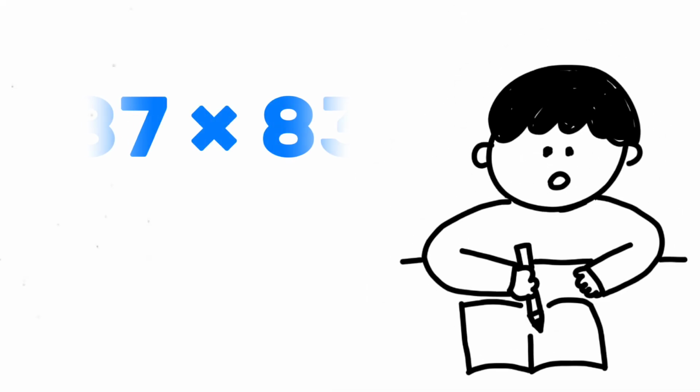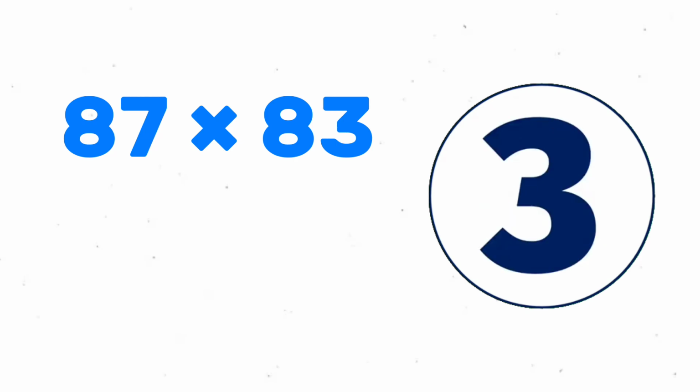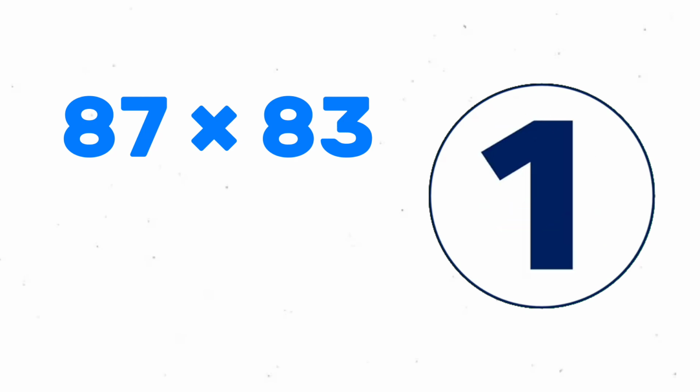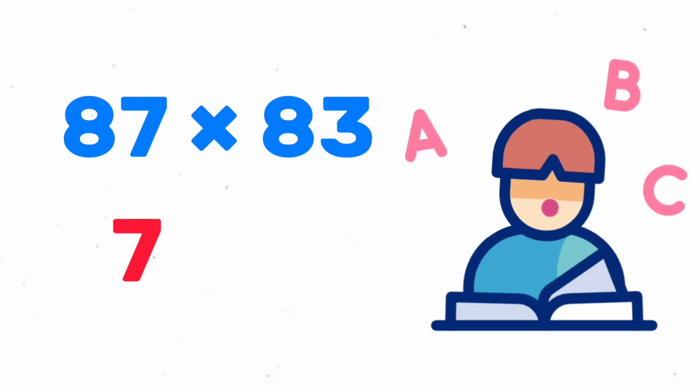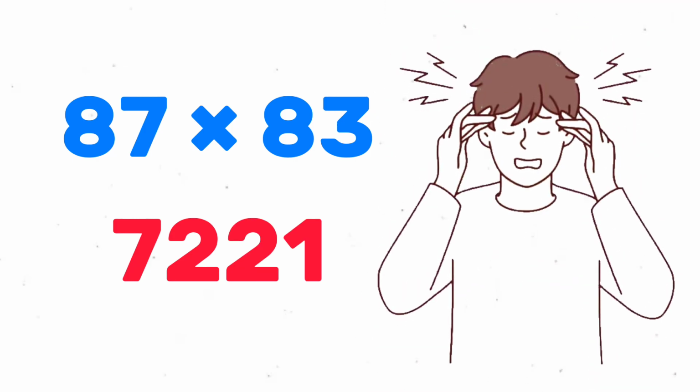Before we start this video, in just 5 seconds, can you quickly tell me how much is 87 times 83? It is 7,221. I know many of you might have struggled to find that in just 5 seconds, but guess what?